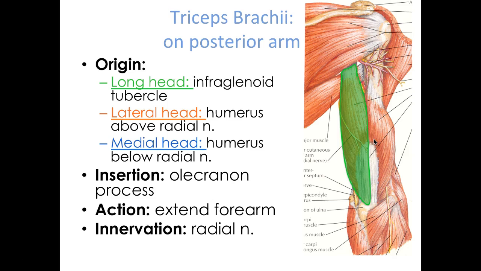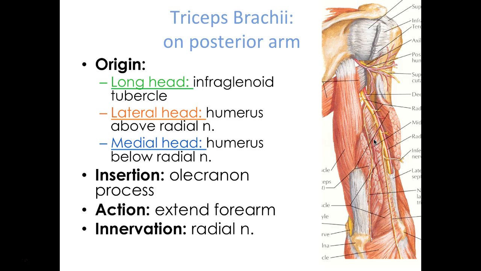And let's talk about your long head first. It's going to originate from the infraglenoid tubercle. So we don't really see that origin here because it's hidden underneath those other muscles. Your lateral head originates on the humerus above the radial nerve. Now, if you're wondering what this radial nerve is, it is right below the lateral head.